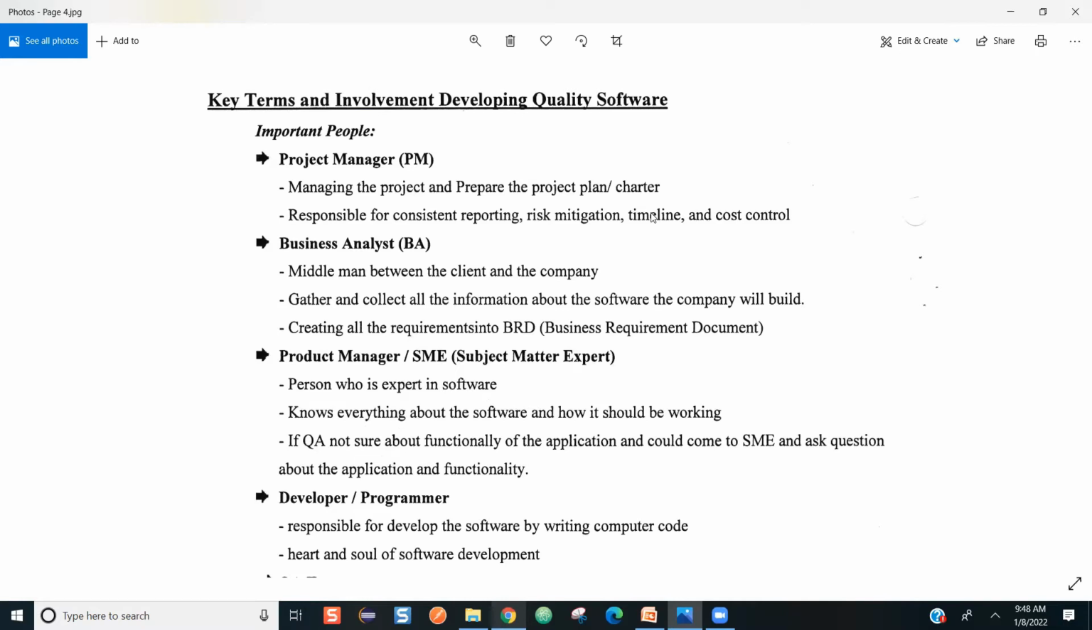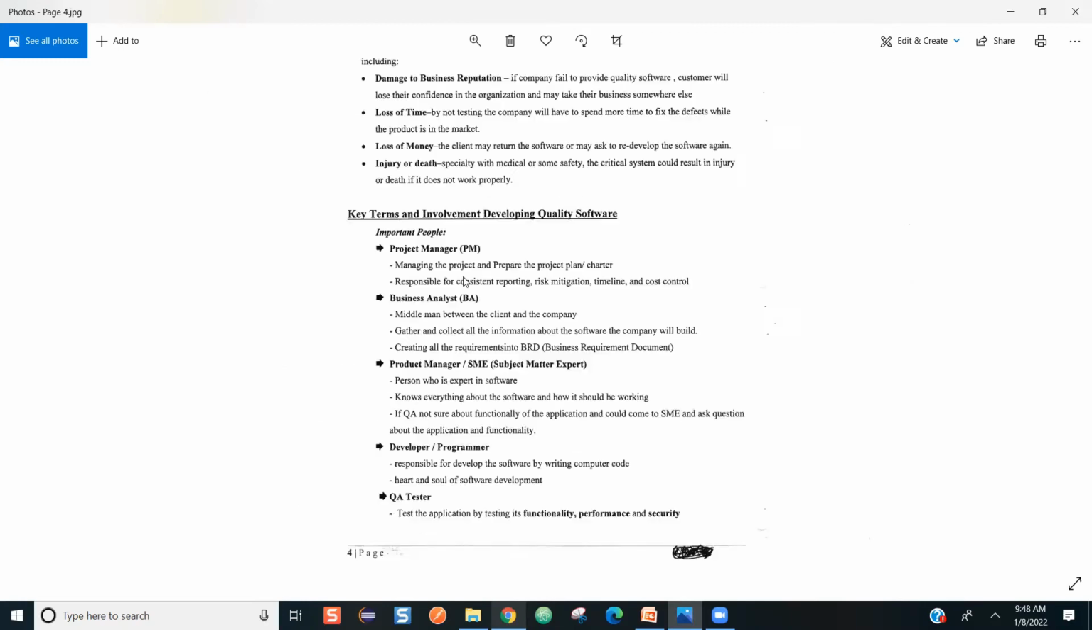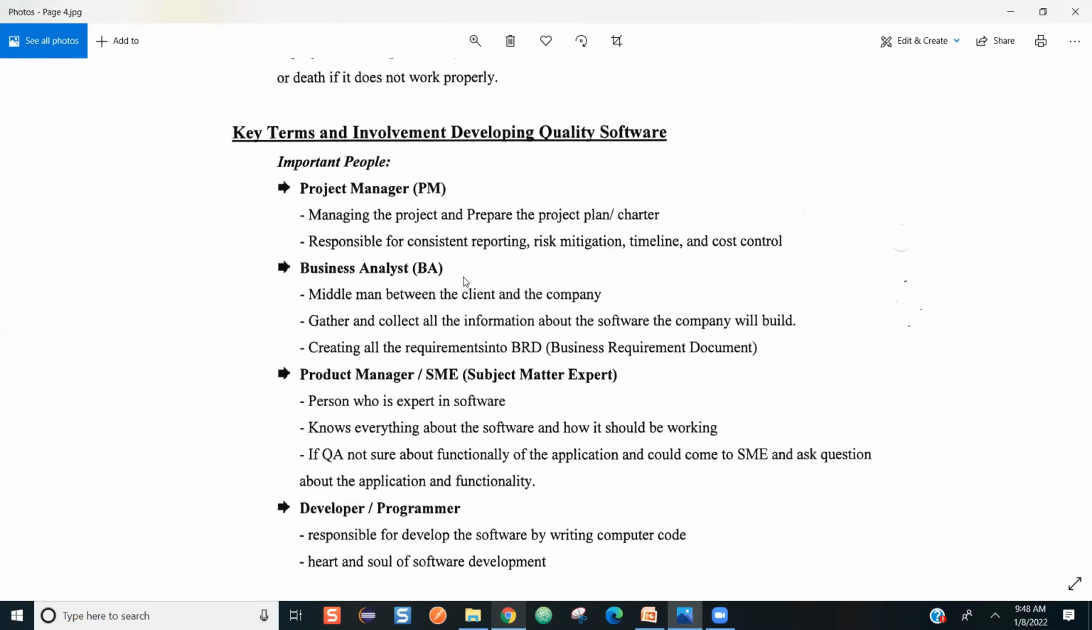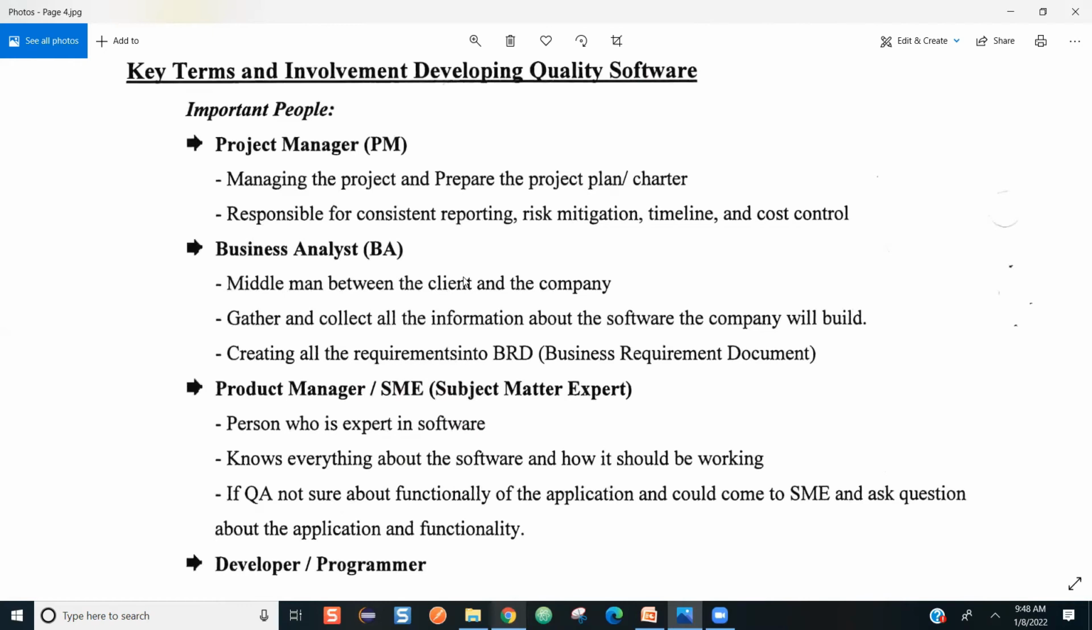Those are the requirements. So the business analyst, the BA, is the middleman between the client and the company. Sometimes we say the end user and the company. Client means the business holder, and the company is the software making company, the software development company. There are so many companies that provide software actually.